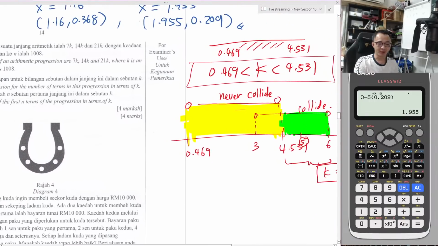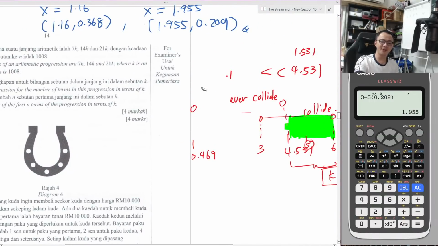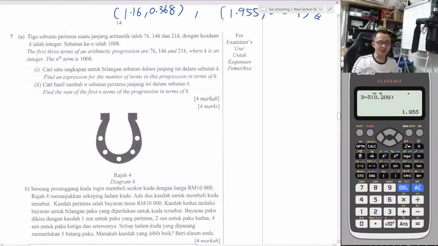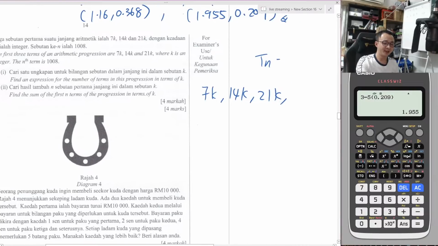Progression, I guess it's a progression question. All right, so let me just erase the unnecessary thing. Alright, so there are three terms of an arithmetic progression: 7k, 14k, 21k, and so on. So the nth term, Tn, is 1008. Find an expression for the number of terms, n, in the progression in terms of k. So basically they want an equation like n equals to some expression of k.